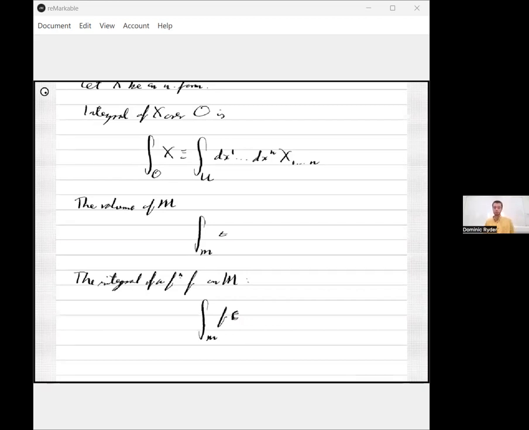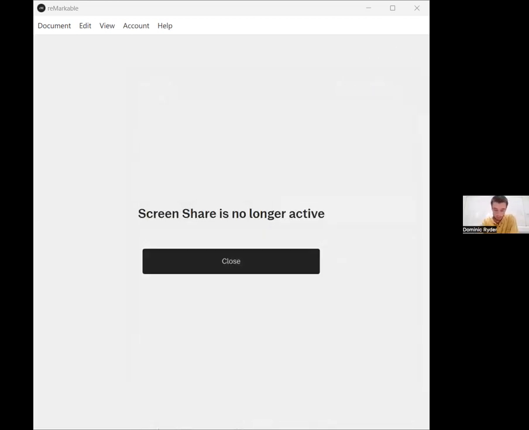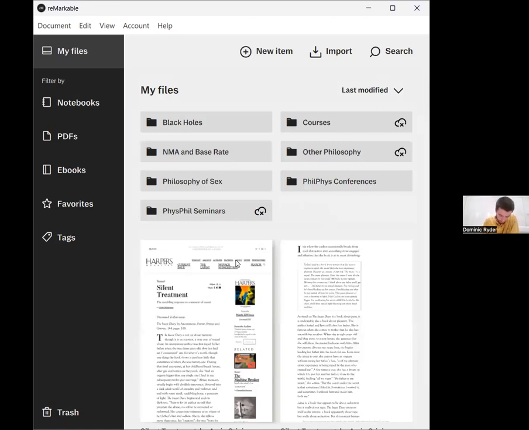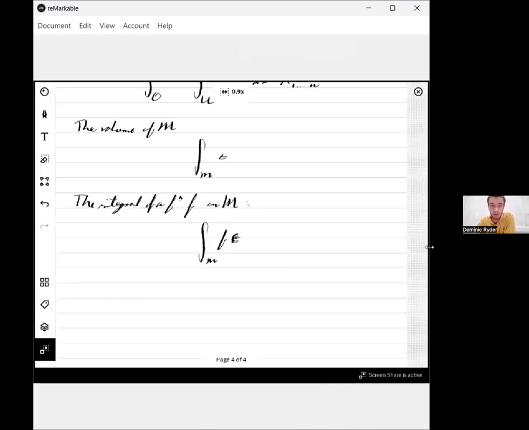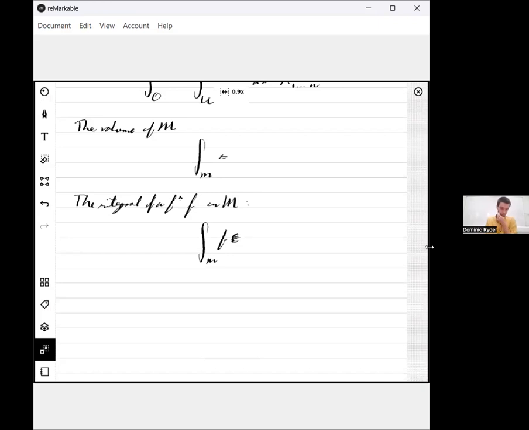Okay. So now the result we're going to use a bunch of times in this lecture is going to be Stokes' theorem on manifolds. Oh dear. Let me do that again. Is that back for everyone now? Yes. I should say. Good.